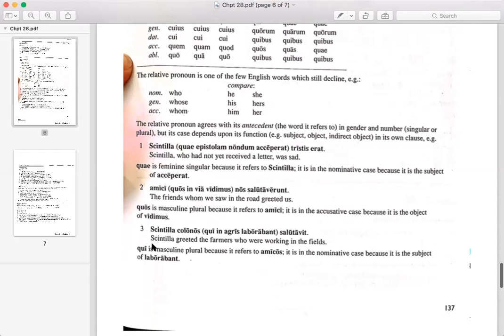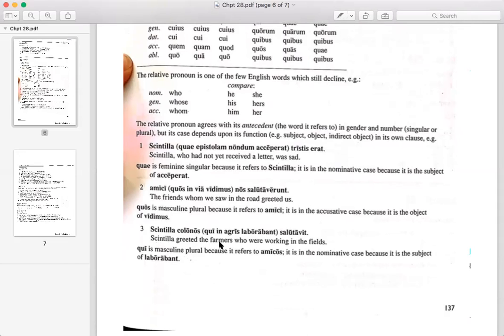And your third example, in English: Scintilla greeted the farmers who were working in the fields. So Scintilla greeted the farmers is the main sentence. The clause is who were working in the fields. It starts with qui, your pronoun, and ends with the verb laborabant.